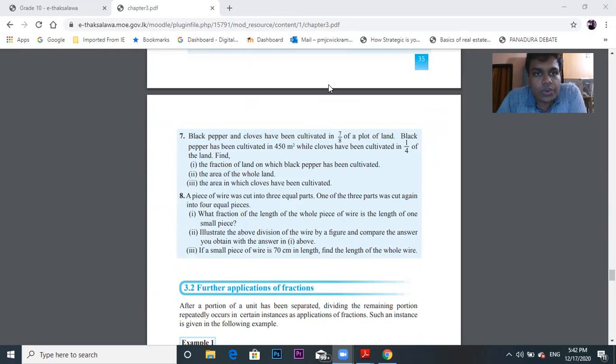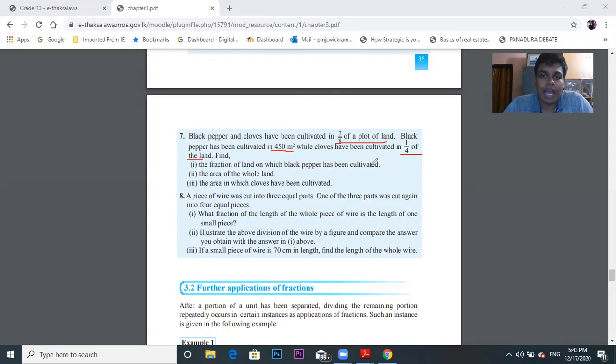So moving on to the 7th question of fractions 3.1, where it says black pepper and cloves have been cultivated in 7/8 of a plot of land. Black pepper has been cultivated in 450 square meters, while cloves have been cultivated in 1/4 of the land. Those are the most interesting parts I have underlined. So when you are reading, if it's hard for you to understand, always underline. That is easier for you.